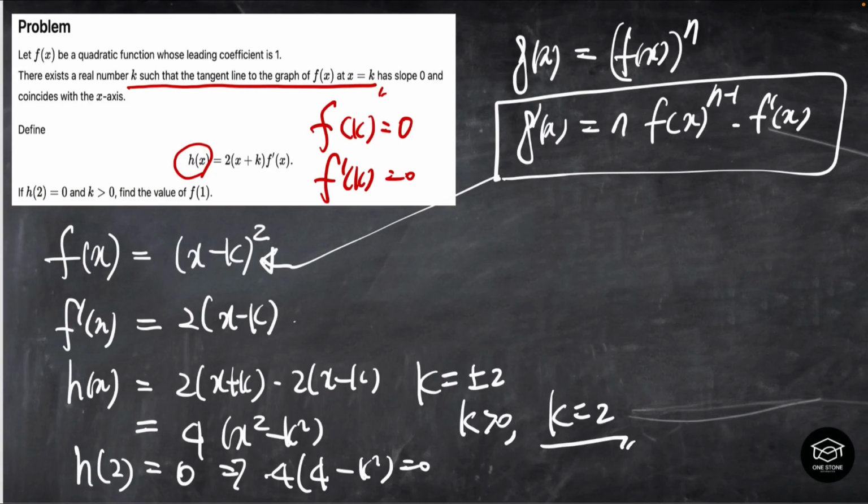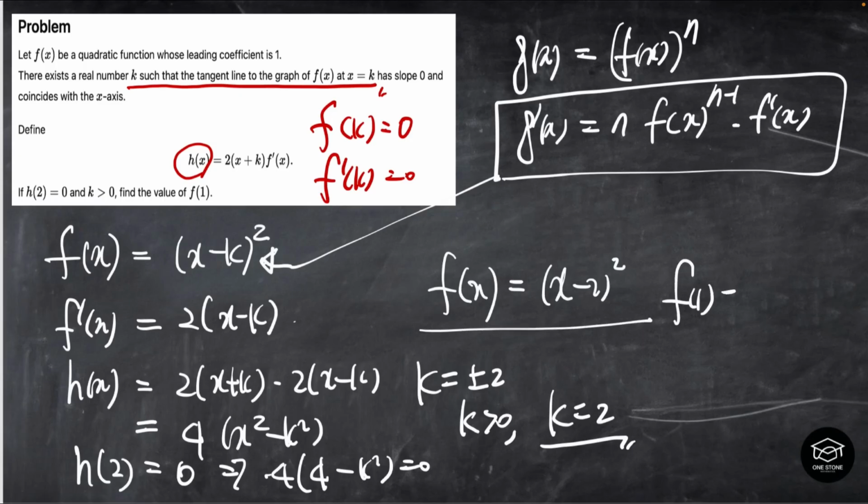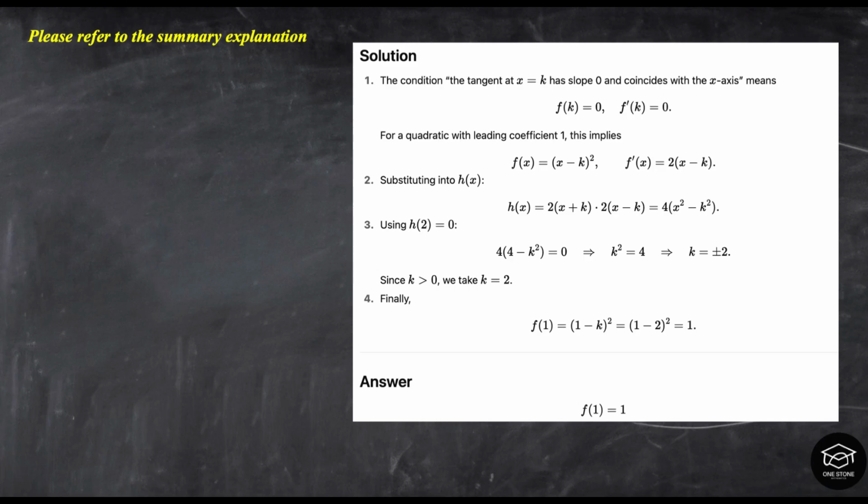Finally, evaluate f of 1. Since f of x is the quantity x minus k squared, we compute f of 1 equals the quantity 1 minus 2 squared. That is negative 1 squared, which equals 1. Therefore, the value of f of 1 is 1.